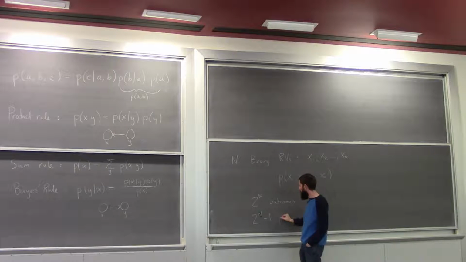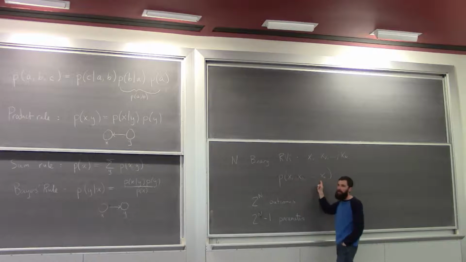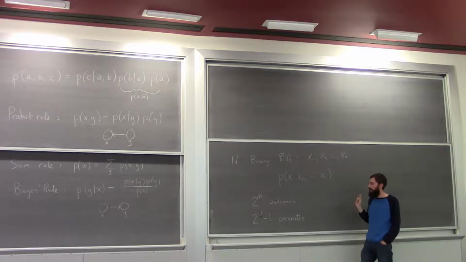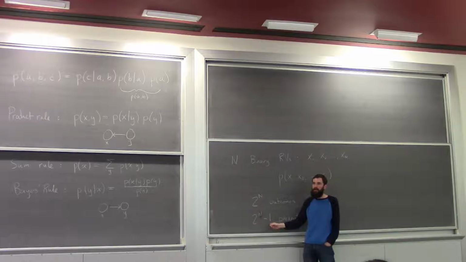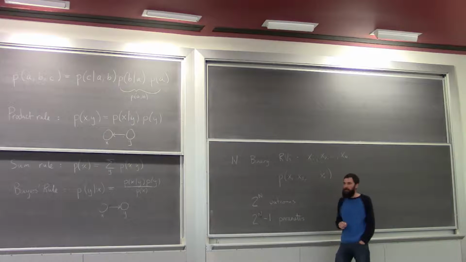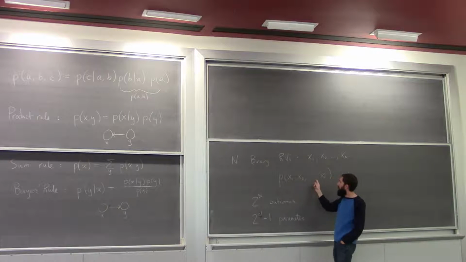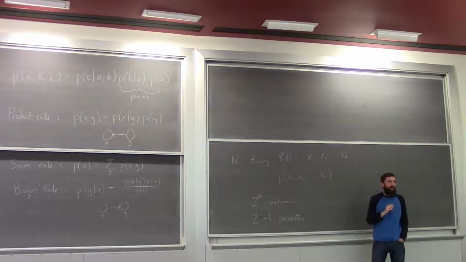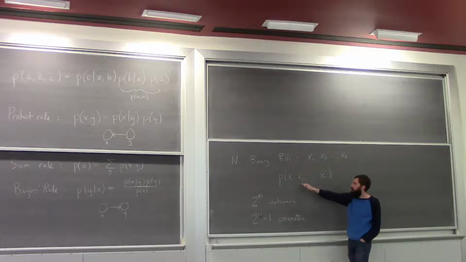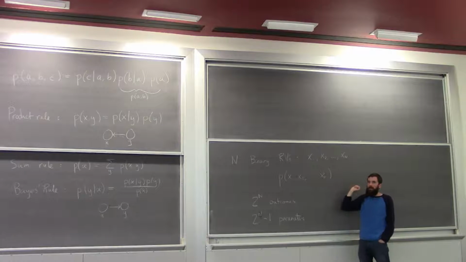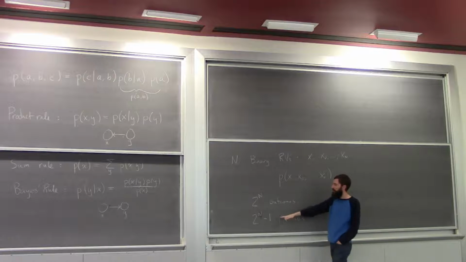So there are 2 to the N minus 1 parameters to specify this distribution. I have to give you 2 to the N minus 1 numbers. The sum-to-1 constraint doesn't lose any further degrees of freedom. So this is a lot of parameters, right? It's exponential in the number of variables I have. So to specify, in general, a set of N binary variables, it's exponential in N.